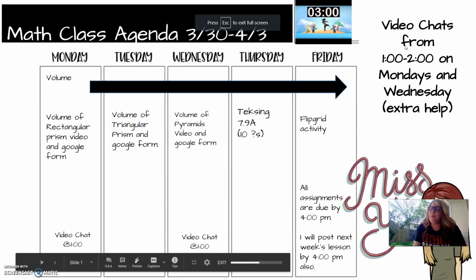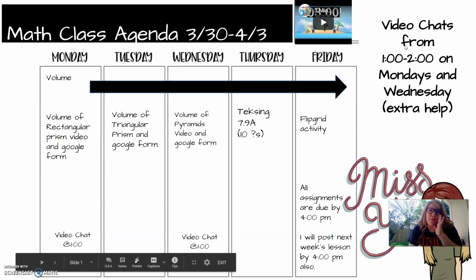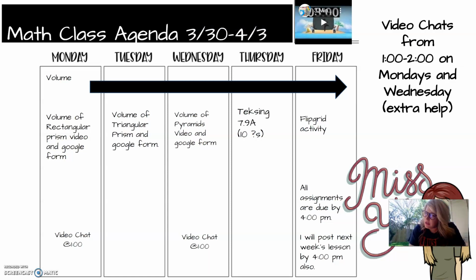I made a sample agenda that you could use. I say sample because you don't have to do it this way. This is just a suggested agenda if you would like to do it this way. So again, we're working on volume all this week. If it were me, I would do Monday and I would do the volume of the rectangular prism video, and then I would work on that Google form. There's a video chat with me at 1 o'clock if you would like to come ask questions.